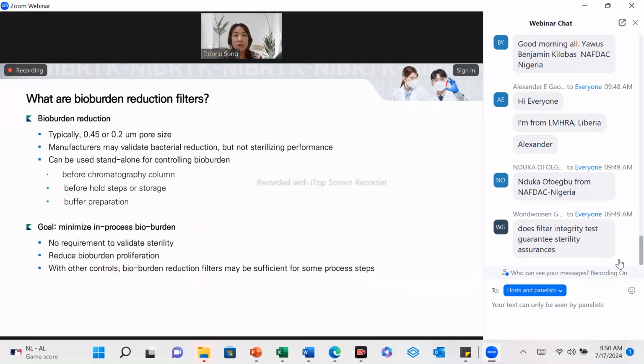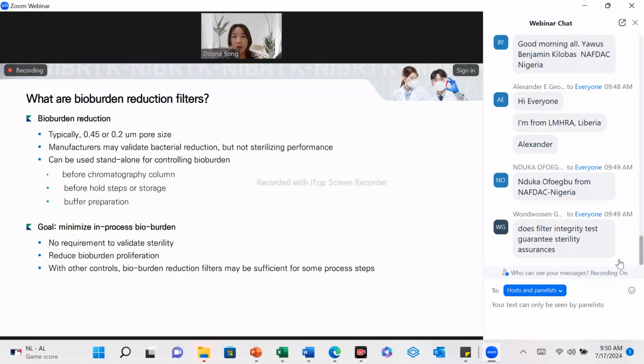Next, the bioburden reduction filter. Bioburden reduction filters are used to decrease the number of bacteria and other microorganisms in the process. Here are some key points. These filters typically have a pore size of 0.45 or 0.2 micrometers. Manufacturers may test these filters for bacterial reduction, but they do not guarantee complete sterilization.